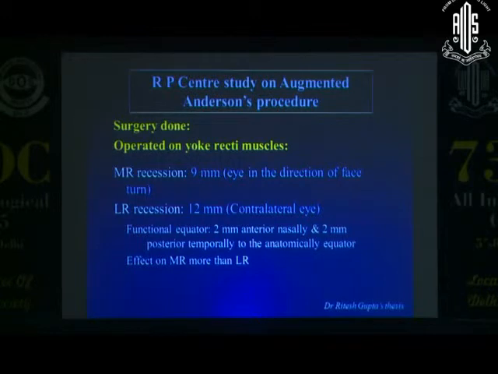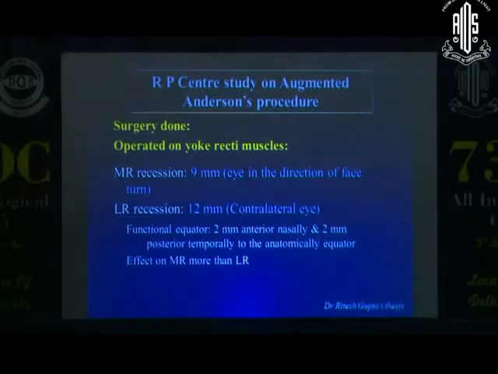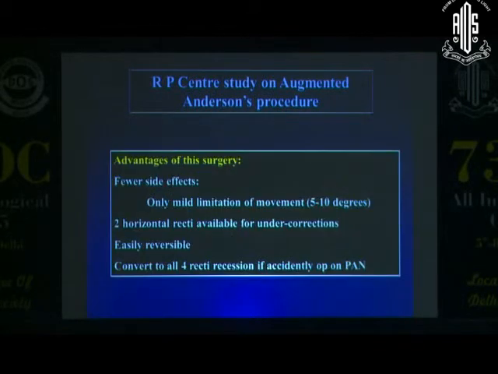So it's on the yoke muscles: in the eye that is in abducted position, the lateral rectus is done; in the eye in adducted position, the medial rectus is done. So the effect is more on the medial rectus. That is why you do less amount of surgery on the medial rectus. The advantages we felt of the augmented Anderson over any others which we had done was that there is only mild limitation of movement. The horizontal recti are available, the two others are available to do a resect procedure if you have an undercorrection. It's a very easily reversible procedure.